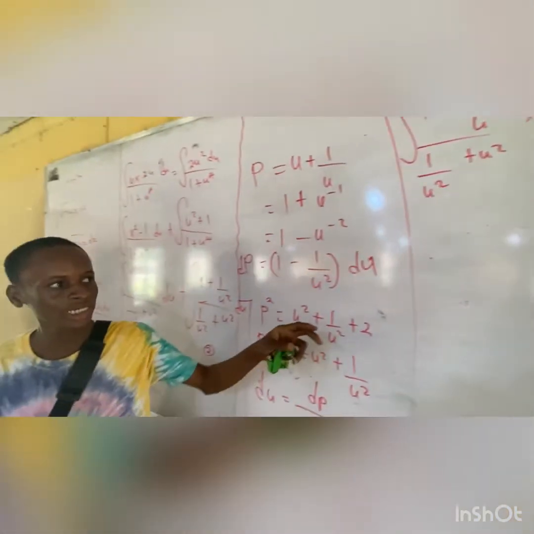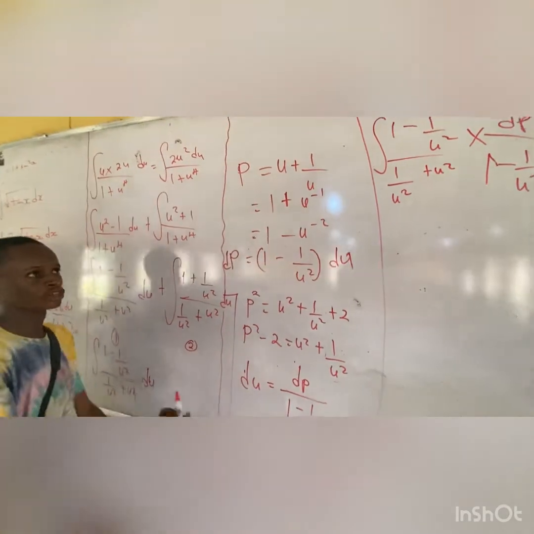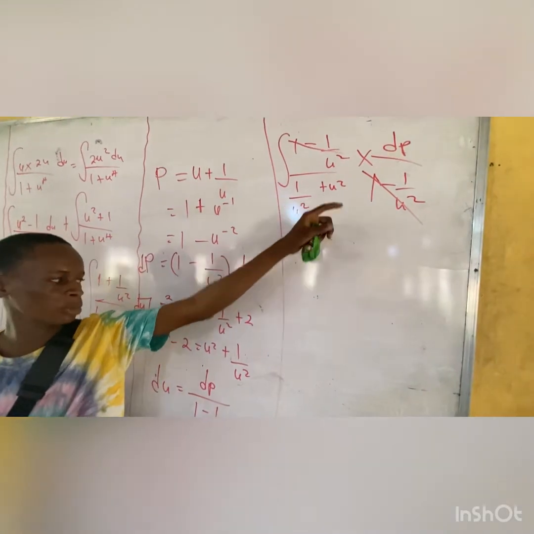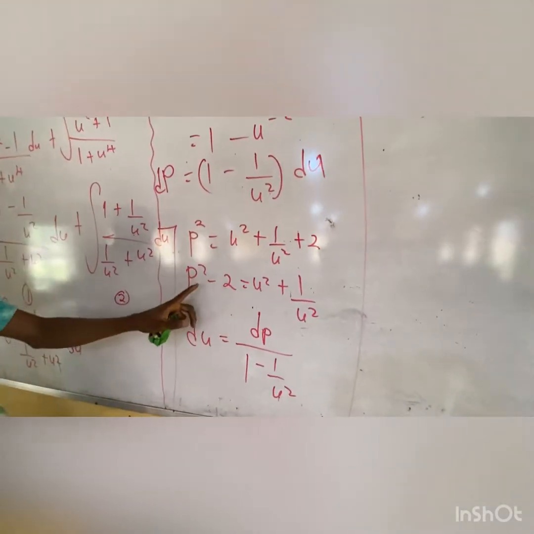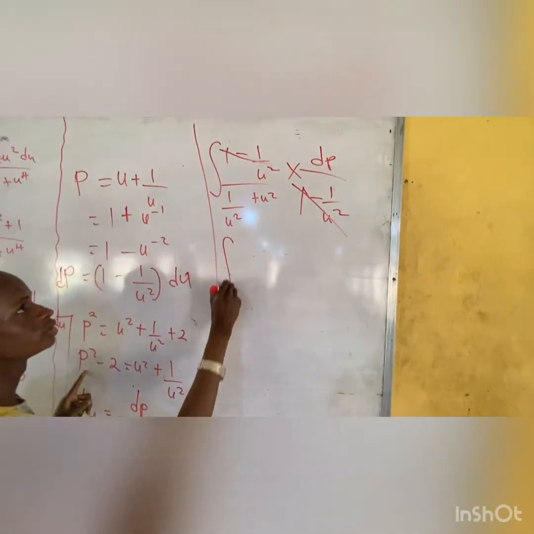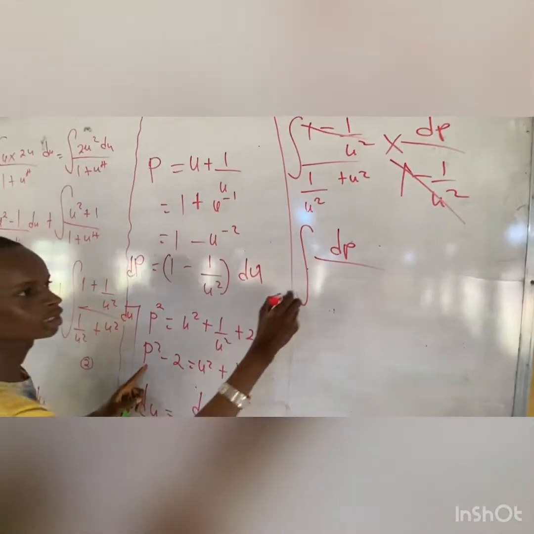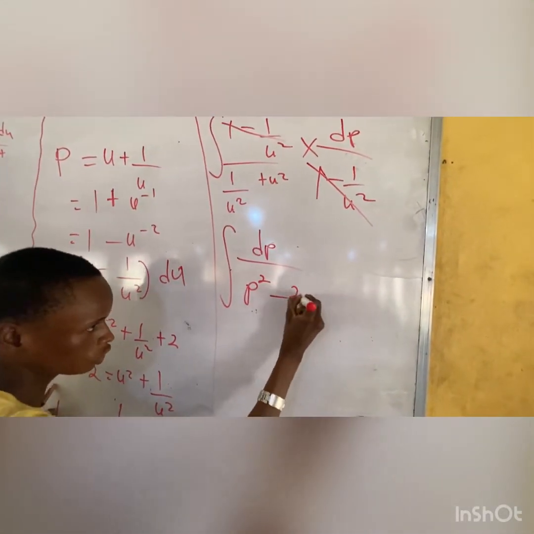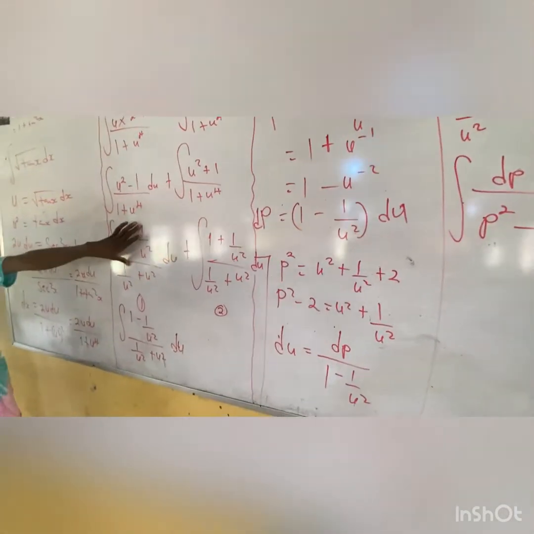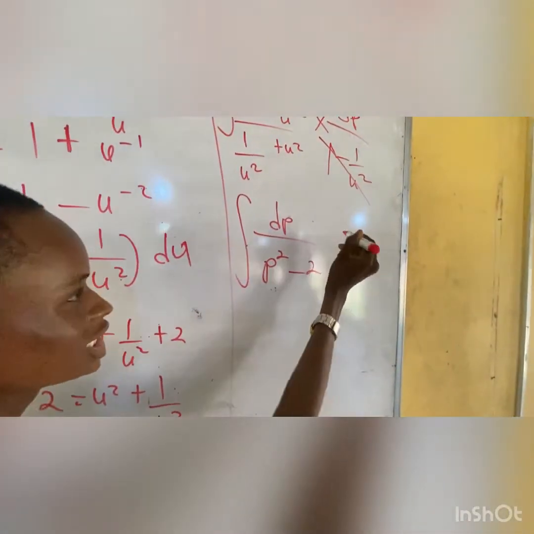So you see, it made a whole lot of sense. You can see this is an integration by substitution. So this and this cancel out. You understand? And what is 1 over u squared plus u squared? That is p squared minus 2. So it just represents this. So we have the integral of dp over p squared minus 2. So in order to avoid confusion, this is our first integral, and we integrated it up to this point.